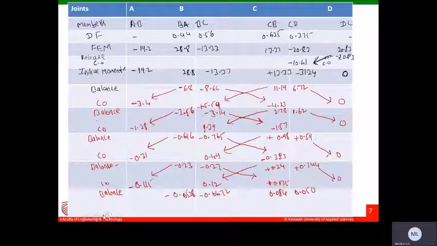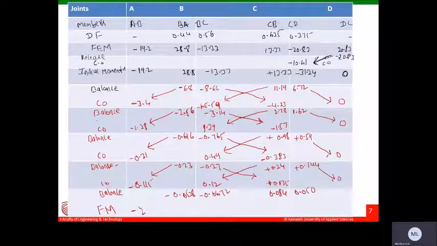You can end your iterations at these positions. You can stop your iteration at these positions, and approximately you can write down the final moments, how much you will get. Final moments. Approximately you will get. You can cross check with the values.